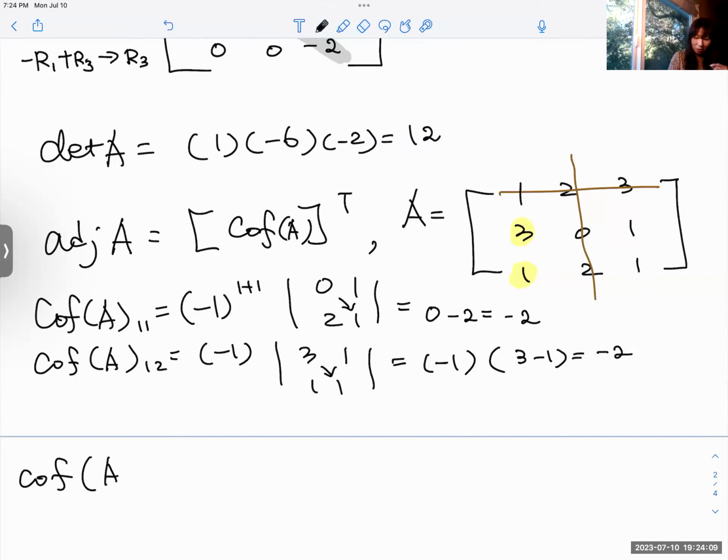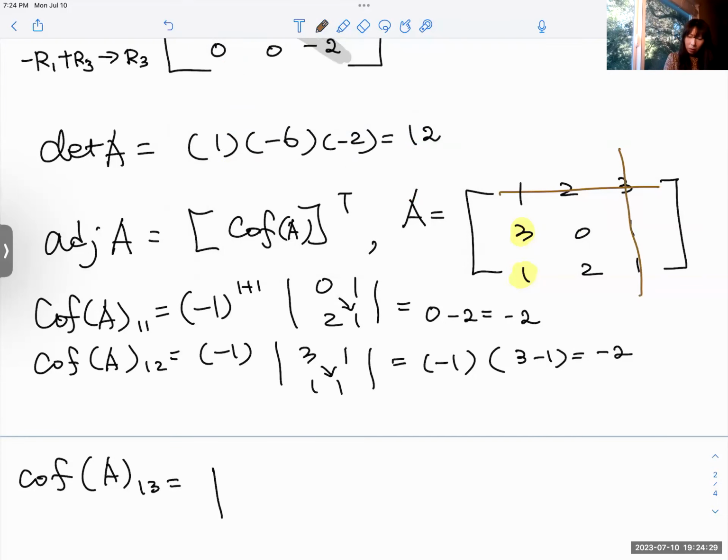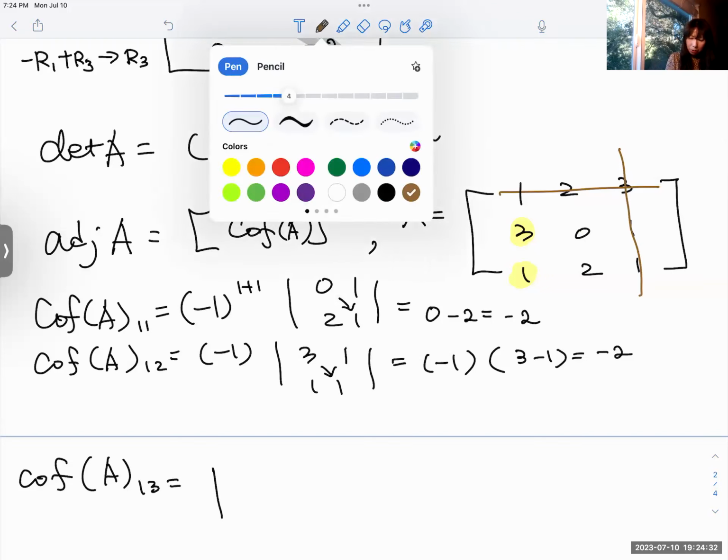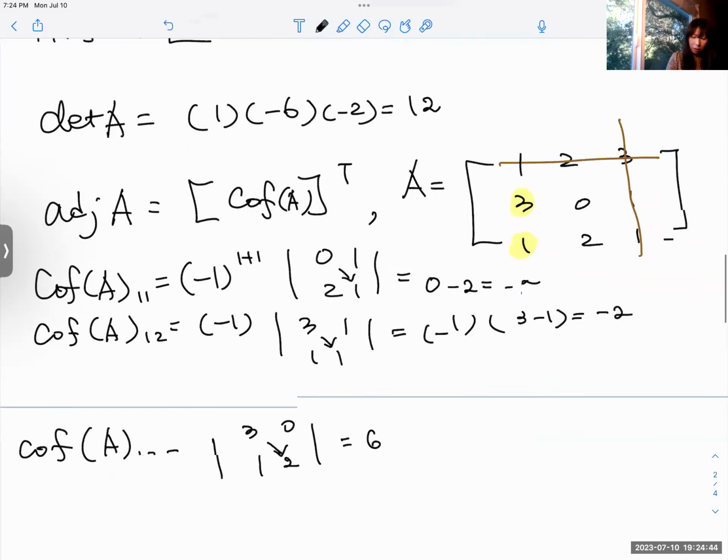Now, cofactor of A, 1, 3. So negative and positive, right? Positive. So positive. Okay, so we will get 3, 0, 1, 2. Multiply, so 6.